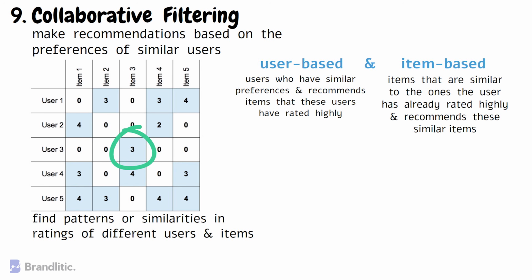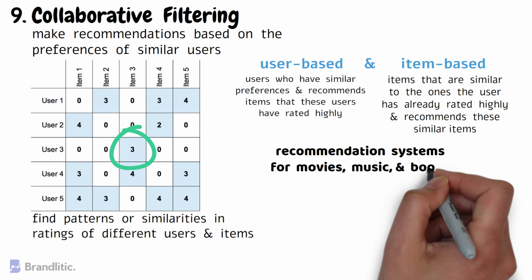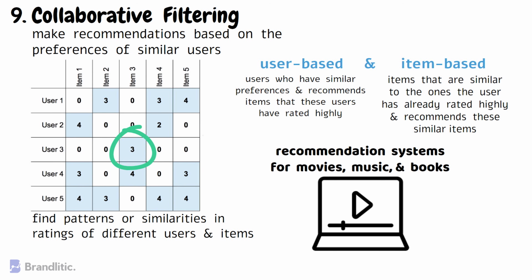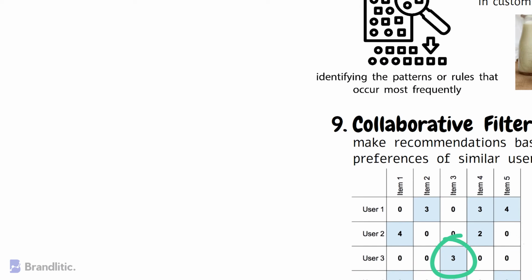This technique is commonly used in recommendation systems for movies, music, and books. For instance, a streaming service can use collaborative filtering to recommend movies to a user based on their viewing history and the preferences of the users with similar viewing histories. Next, number 10, dimensionality reduction.